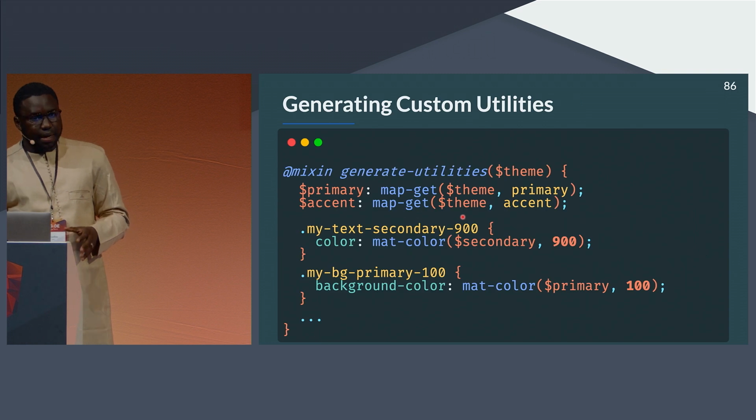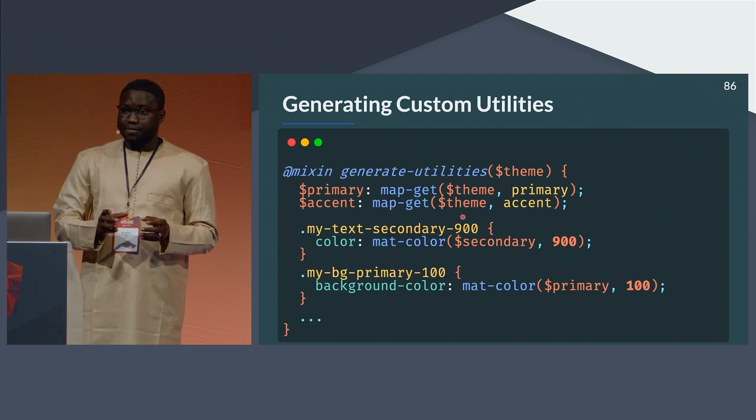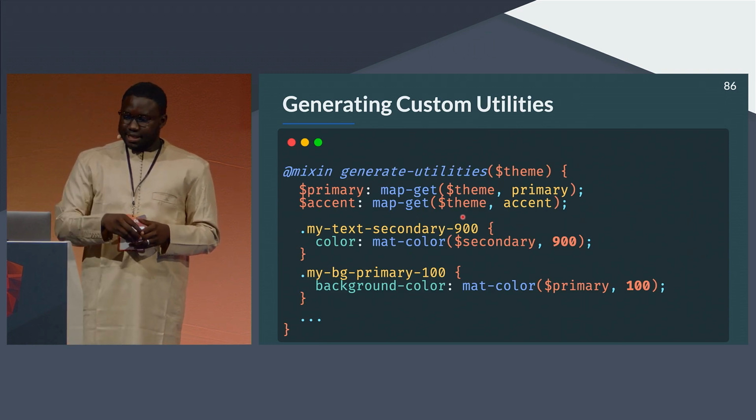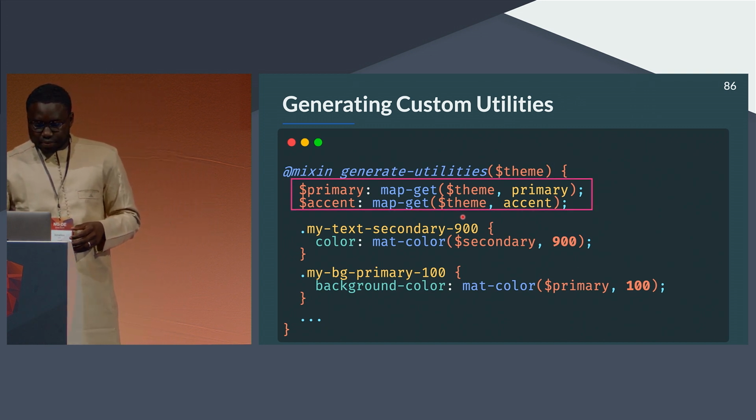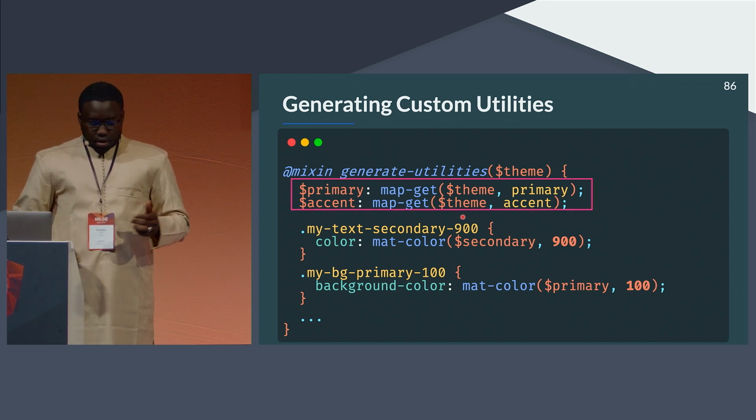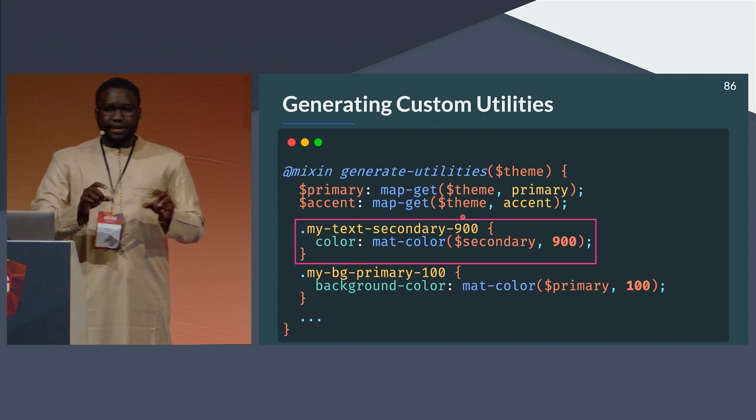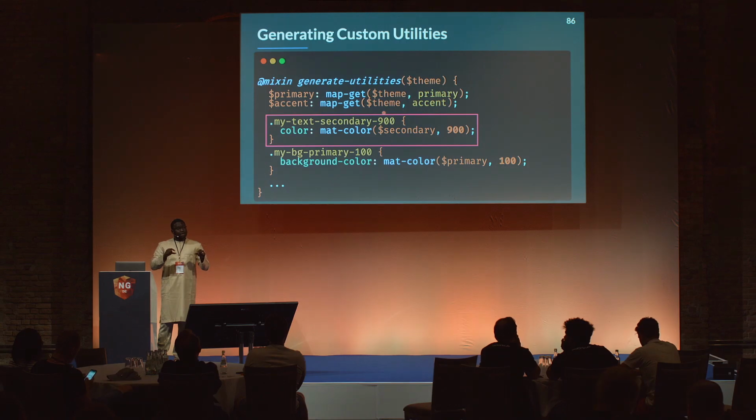I use the same approach as Angular Material. So I have a mixin that takes in a theme. But what I do is I generate utility classes. So for every color in my theme, I generate a class. So I have a lot of classes like this.